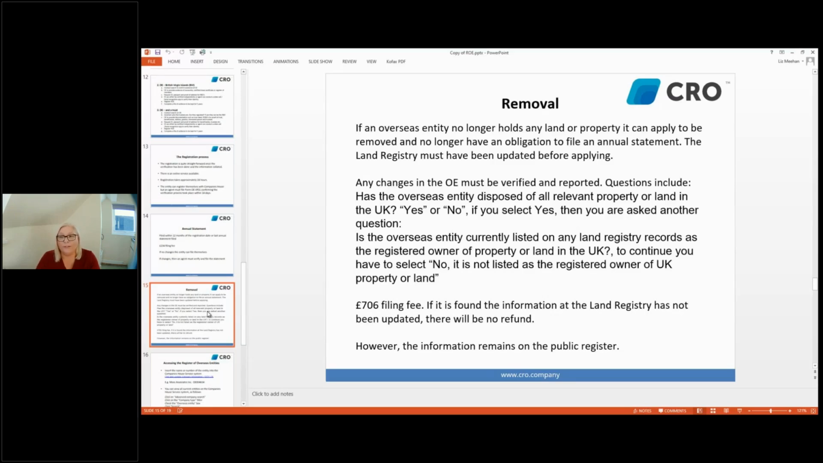And another point to make clear to your clients as well is even though you've been removed, you're only removed from the obligation to file an annual statement. The information will remain on the public record, and that's really important that clients know that.